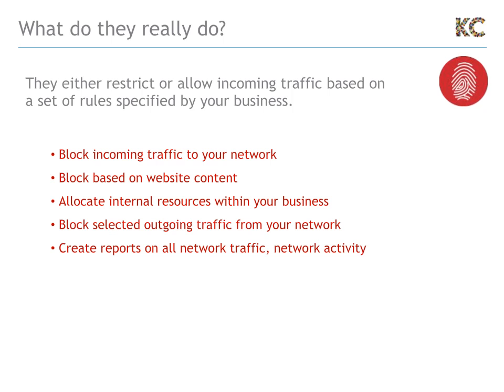3. Allocates internal resources. Although a firewall is intended to stop external traffic, it can also be set up to allocate and spread resources. For example, to restrict access to the internet for junior executives, but allow full access for the directors. 4. Block selected outgoing traffic.